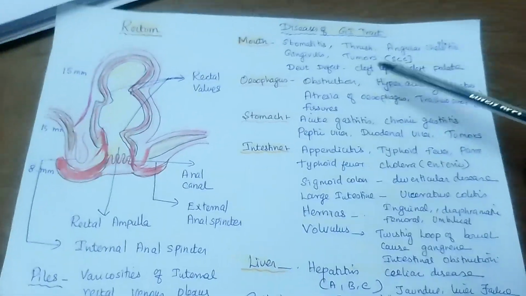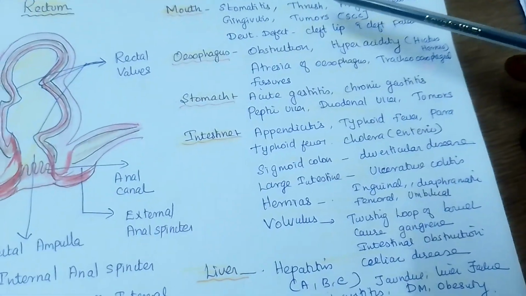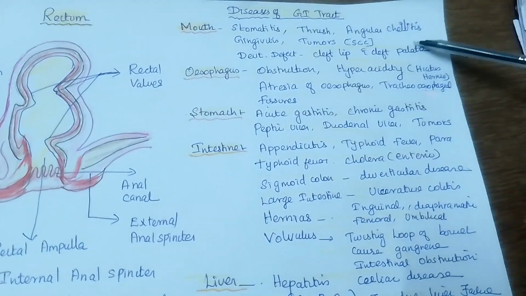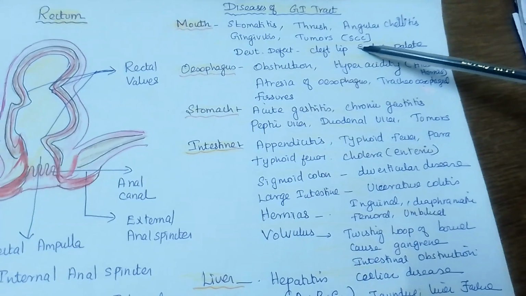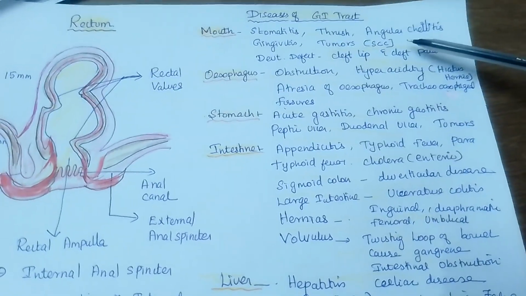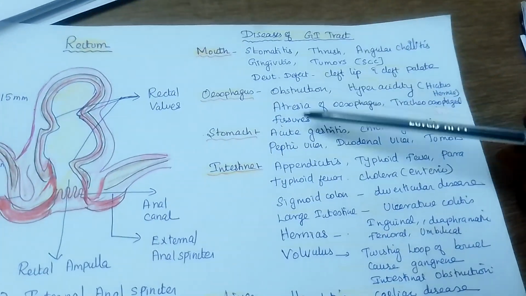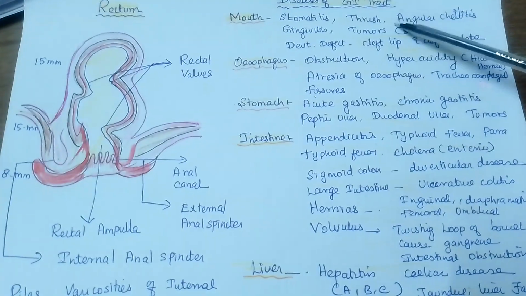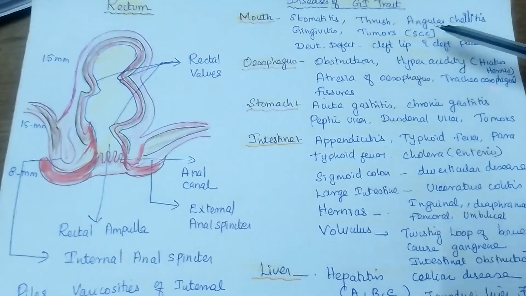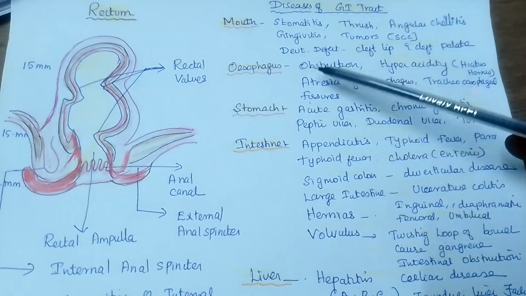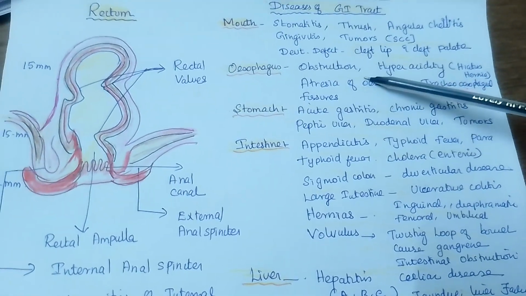The diseases from the mouth, what are they called? Gingivitis, stomatitis, thrush, angular cheilitis, and tumors, squamous cell carcinoma. The tumor is mainly squamous cell carcinoma, and there will also be developmental defects, like cleft lip or cleft palate, congenital defects that are also present in the digestive tract, in the mouth. And esophageal atresia will be there.